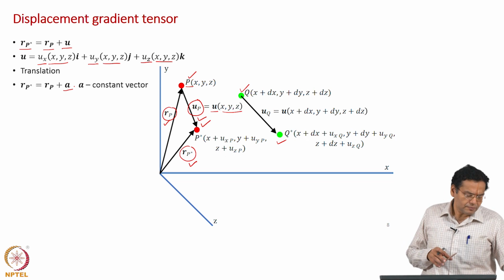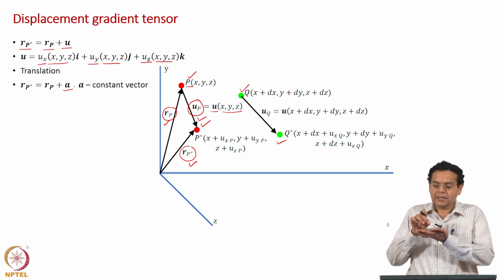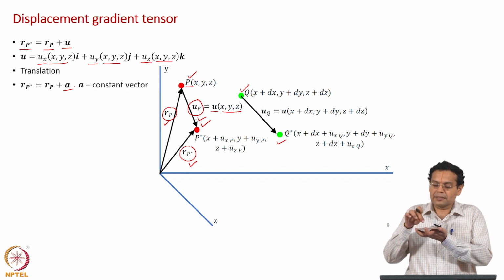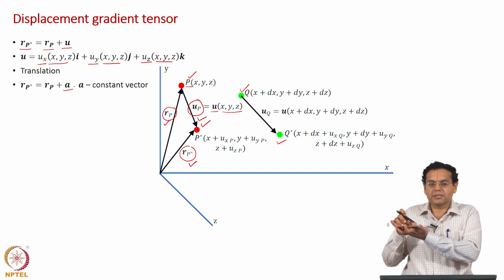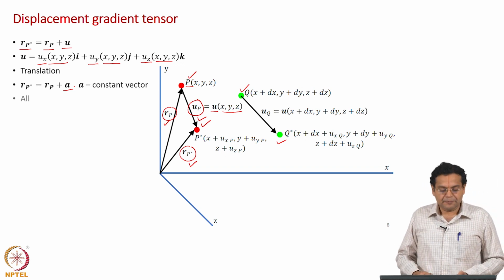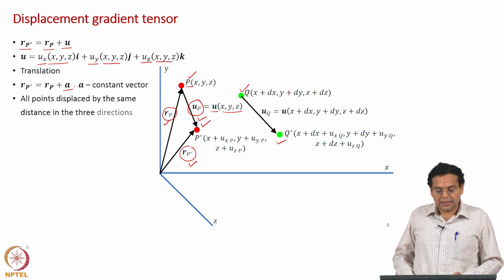So, now how to eliminate or remove translation? Instead of talking about the displacement of each point separately, if you talk about the difference in displacement, they will just cancel out. Let us say you are at P and then another point slightly away, Q. If the plate moves by 5 centimeter, P also moves 5 centimeter, Q also moves 5 centimeter, and the difference in displacement is 0. So, to remove translation, what is written here is all points displaced by the same distance in the 3 directions.